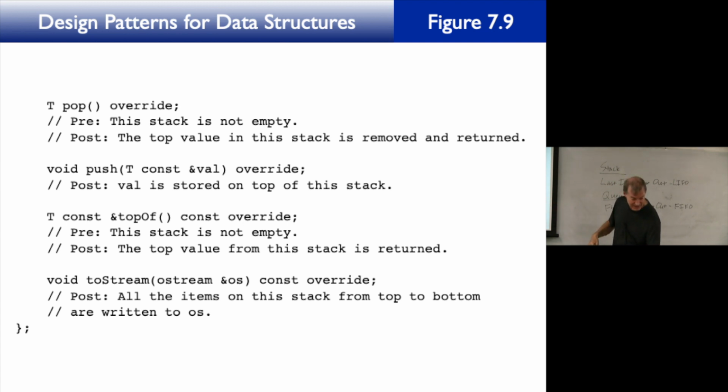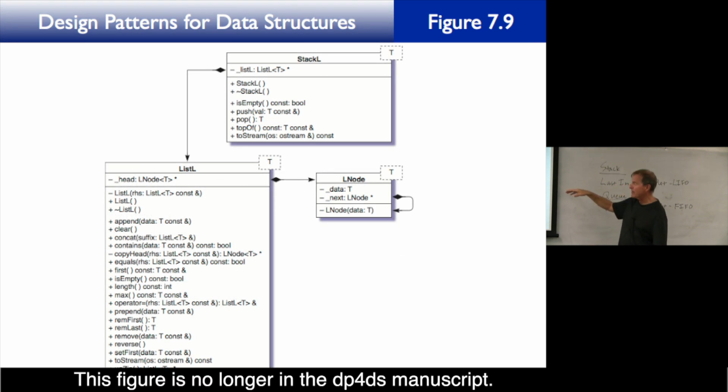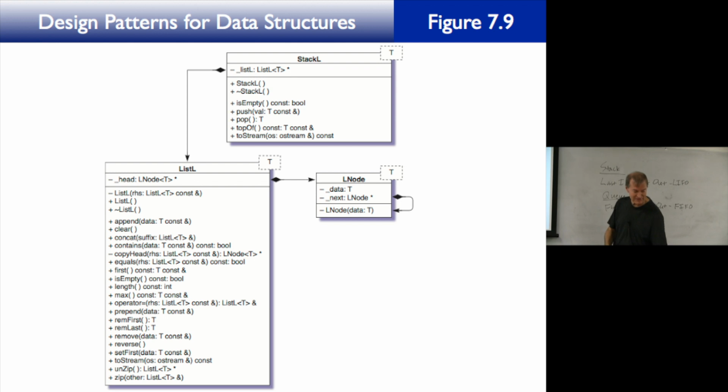Yes. But how do we do the code? So look, here in figure 7.9 is a UML diagram. It's very simple. The user, on the top, this is our stack L. What does the user of the stack want? He wants is empty, push, pop, top of, toStream. But what does stack L have? Stack L has a list L. And what does list L have? All of that stuff. But the user doesn't want to deal with all of that. The user wants to deal with push and pop. How can we implement the push and the pop? It's one-liners. These are all one-liners.